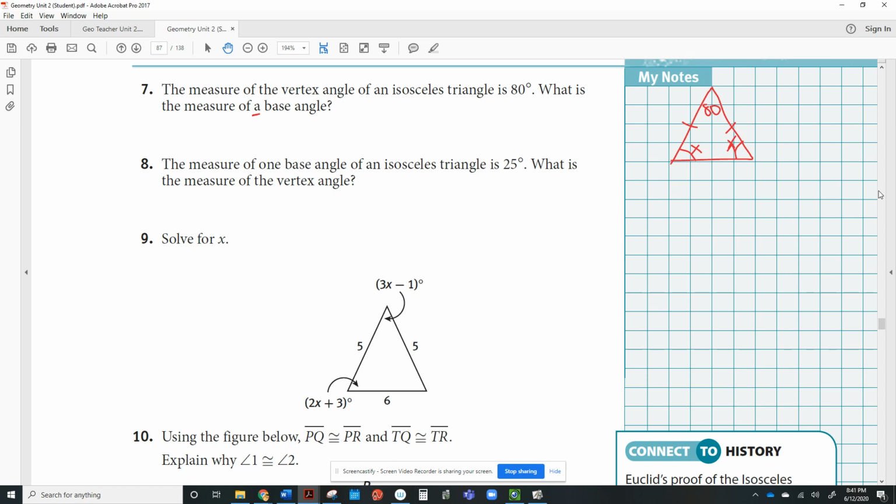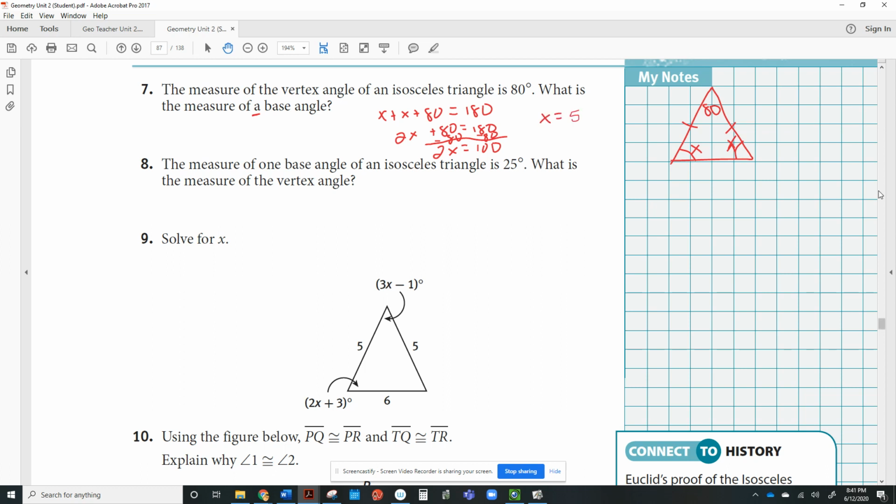an algebraic equation because you know that x plus x plus 80 equals 180 because those are the angles of a triangle. So x plus x plus 80 should equal 180. That means that 2x plus 80 equals 180. That means 2x equals 100. For those of you who are not following me, I just did a little algebra.